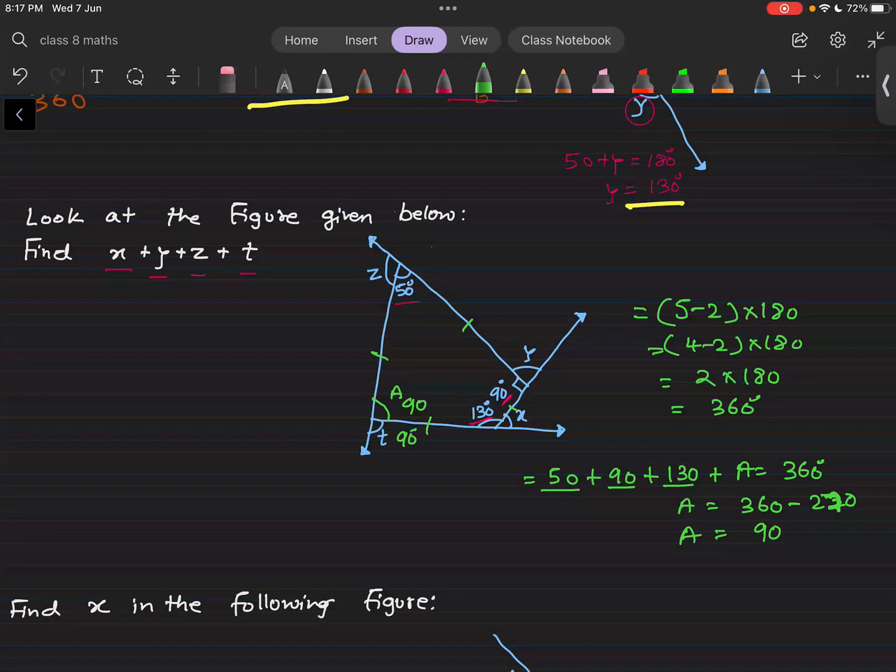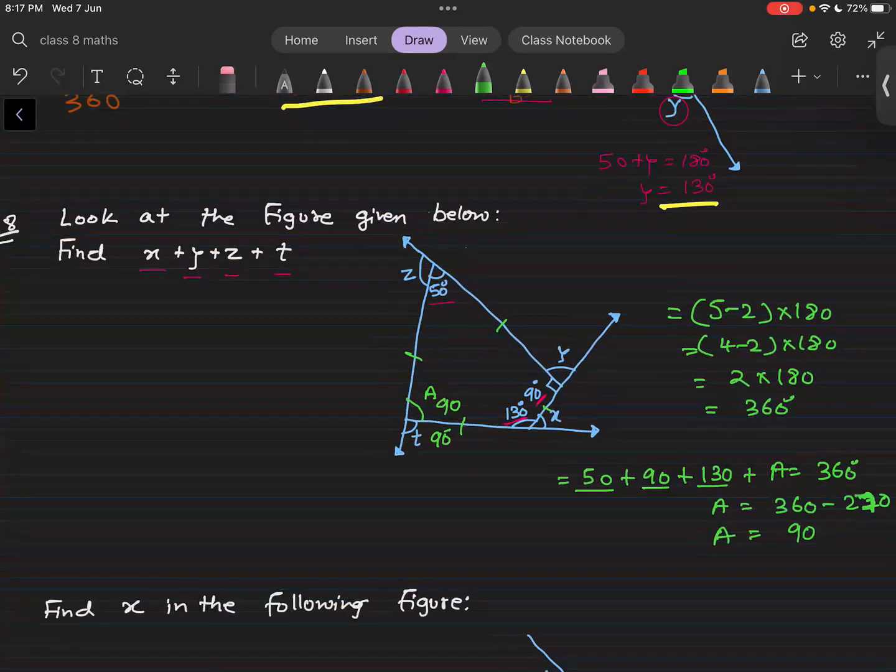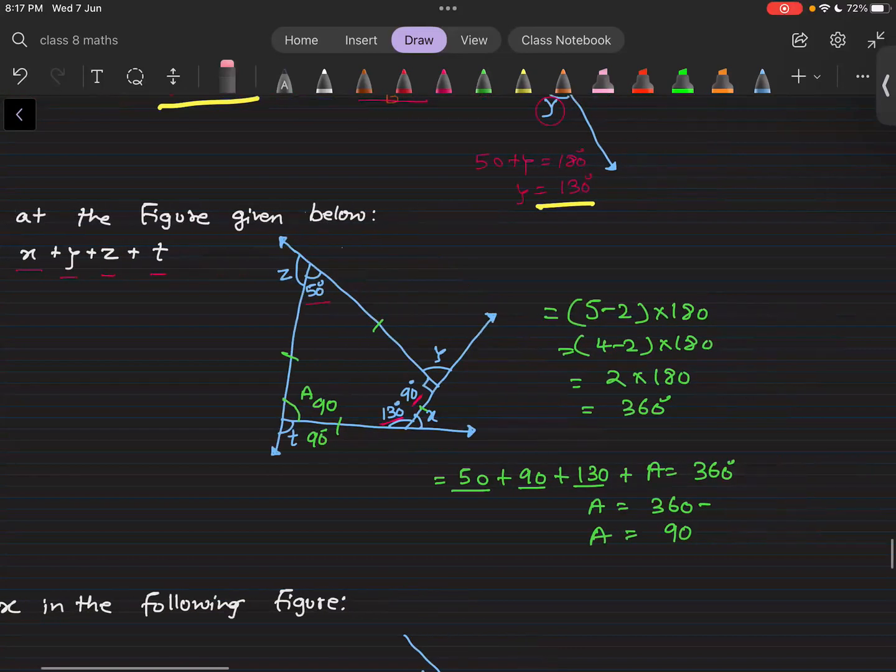Just give me a minute. Sir, my value of t came 60 degrees. Okay, let me see if I have made some calculation mistake here. You guys can see me now. Yes, sir. So it's 50 plus 90 plus 130.